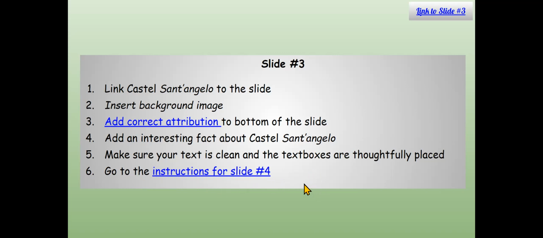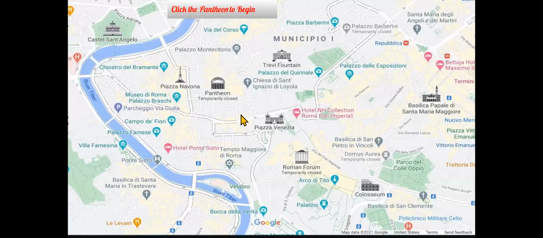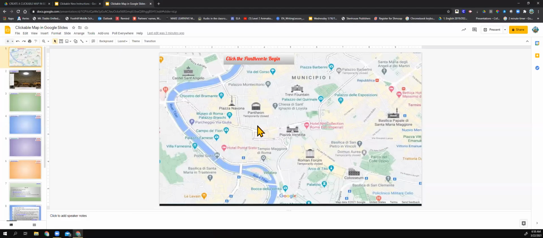Okay, so I need to go to slide number 3. And then I need to go to the map because I need to link part of the map to this slide. So I'm going to go to the map. All right. I'm going to go ahead and exit out of present mode here. Boom. All right. So here's Castel Sant'Angelo, and you're going to be doing what I'm doing in a second.